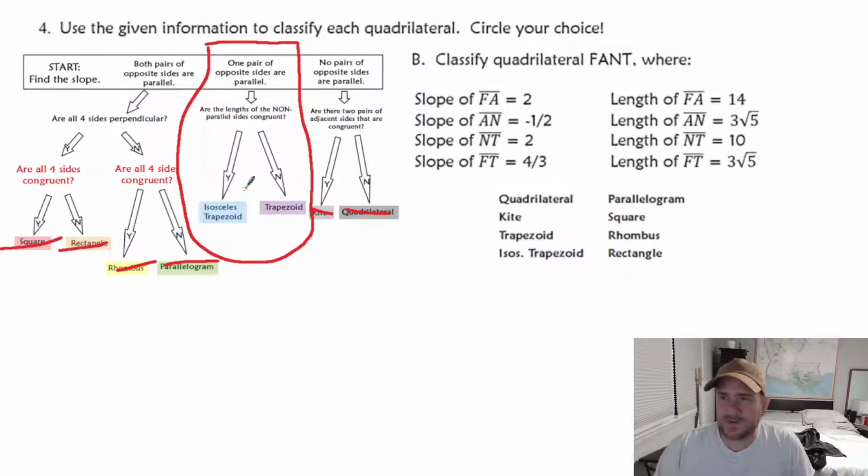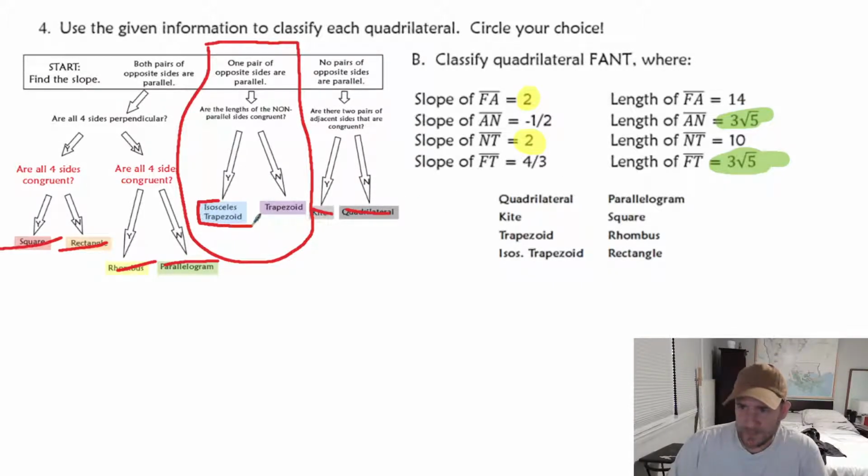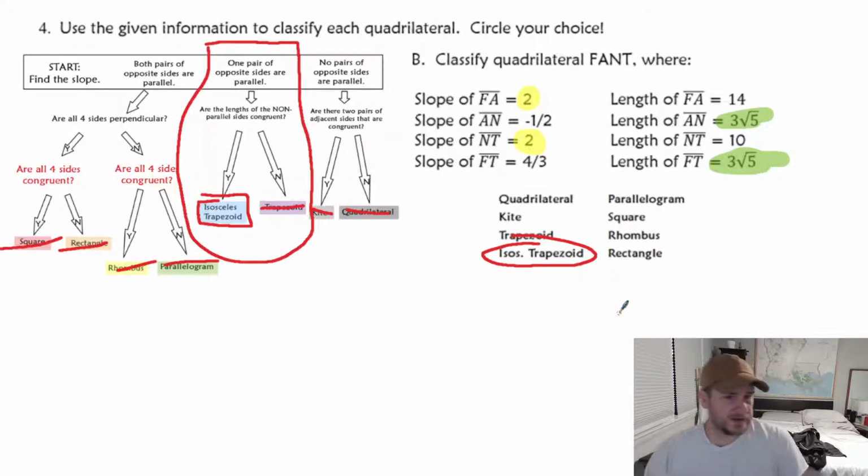All right, so what's the differentiating factor between a trapezoid and an isosceles trapezoid? It says, are the lengths of the non-parallel sides congruent? Well, the non-parallel sides, let's see, these are the ones that are parallel, the ones with slopes of 2 and 2. So the non-parallel sides would be AN and FT, and oh, would you look at that? They are congruent, 3 root 5 and 3 root 5. So that means we do fall squarely in the isosceles trapezoid camp. And that's it. We're not just a trapezoid, we're an isosceles trapezoid. Got it? Hope so. Moving on.